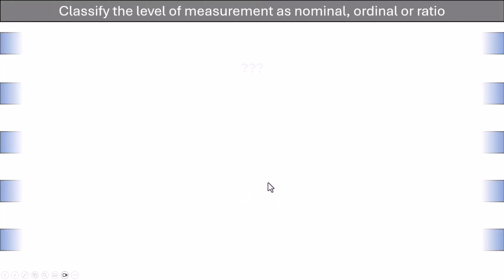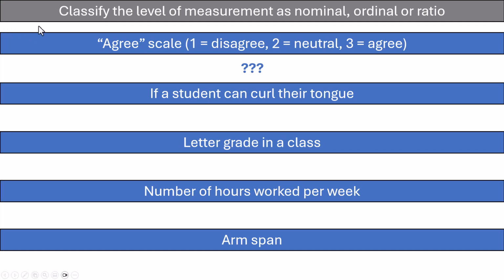Okay, so here's an example for you to try. Go ahead and see if you can classify each of these as either nominal, ordinal, or ratio. And the very first one you're going to have to submit into the Blackboard quiz. So I'll give you a second to try that out, and then I will be back to go over some of the answers.